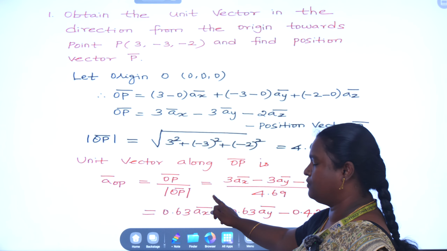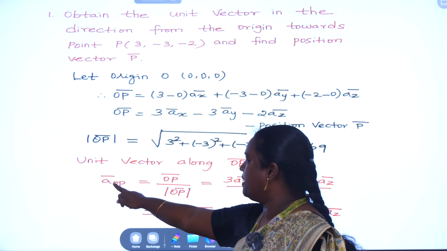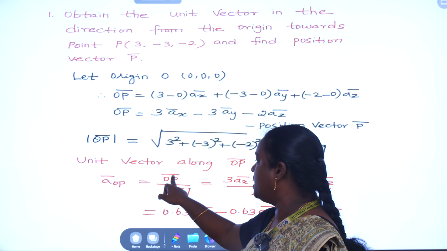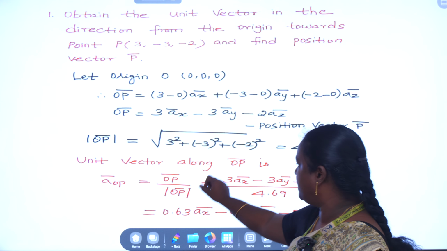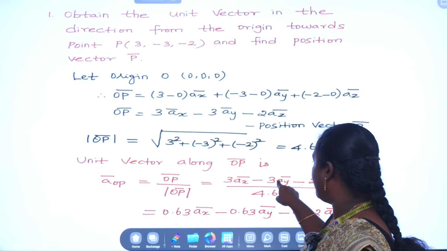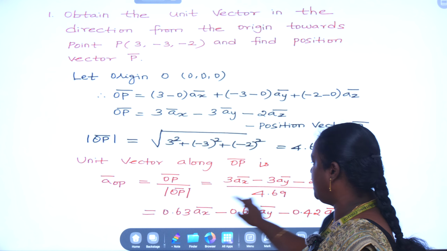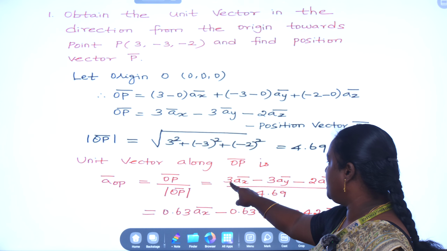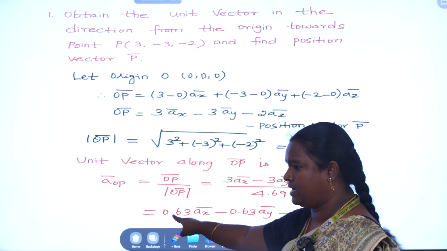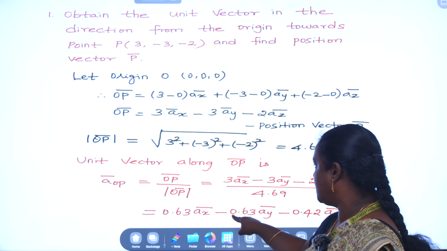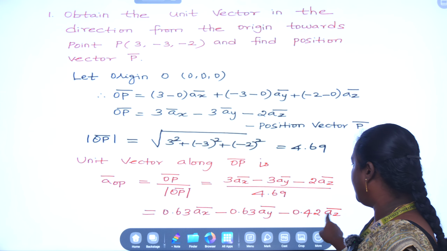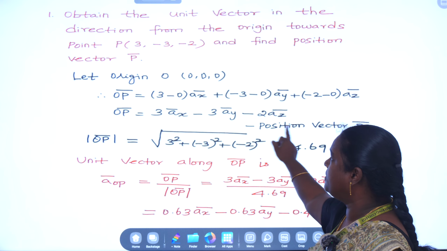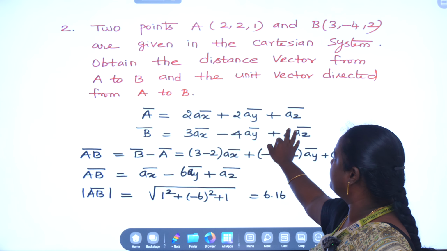Substitute both the values in this formula, unit vector a suffix OP, where O is the origin and P is that particular point, which is the vector divided by the magnitude of that vector, which is 3AX minus 3AY minus 2AZ divided by the magnitude, which is 4.69. Dividing, 3AX divided by 4.69, we get 0.63 AX minus 0.63 AY minus 0.42 AZ. This is the first problem. We will move on to the next problem.